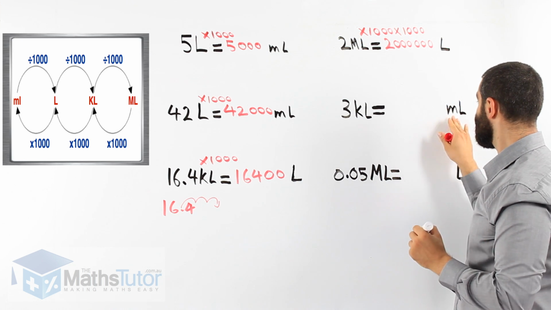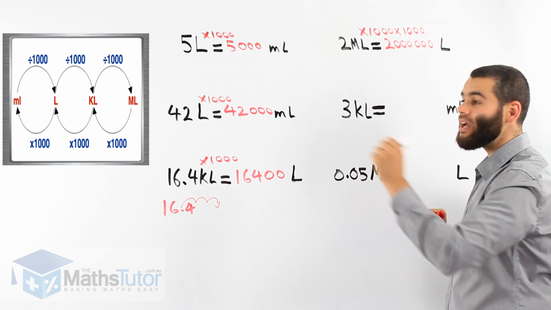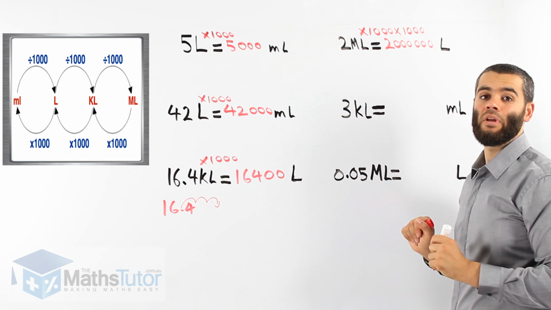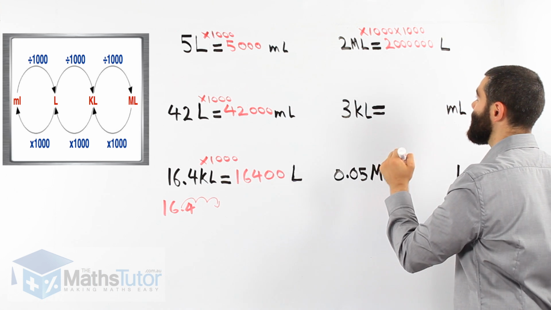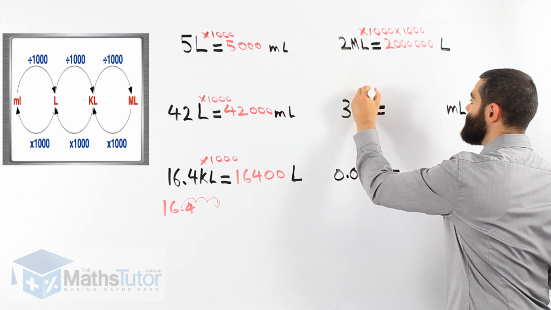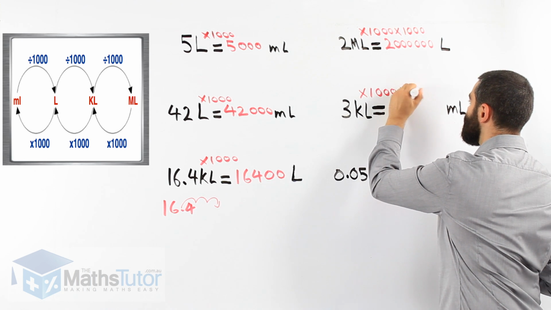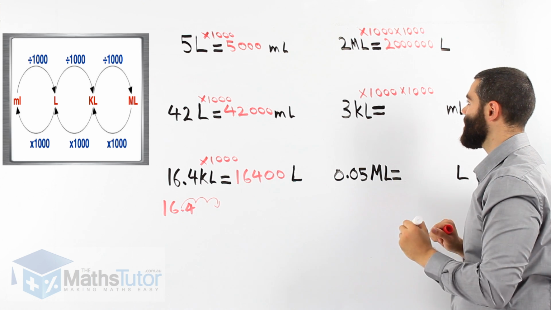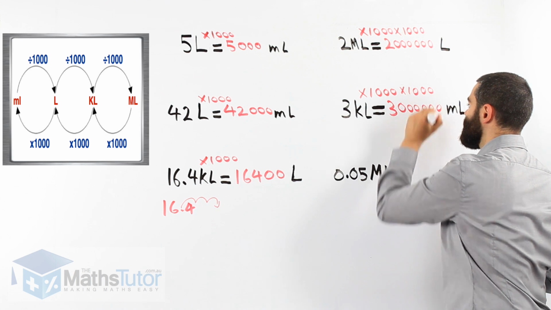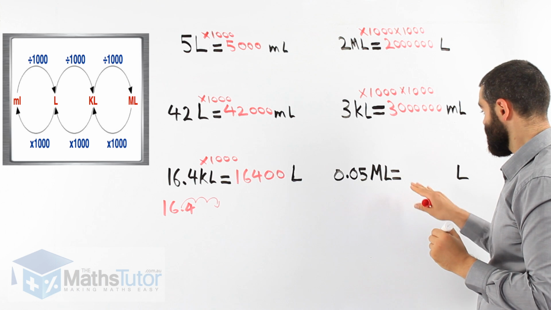3 kilolitres to millilitres. Once again, we're going from kilolitres all the way to millilitres. So we're going through litres and then to millilitres. So it's a 2 process just like the one before. We're going from kilolitres to litres times 1,000, and then from litres to millilitres times another 1,000. So 3 times 1,000 times another 1,000, 3 million millilitres in 3 kilolitres.